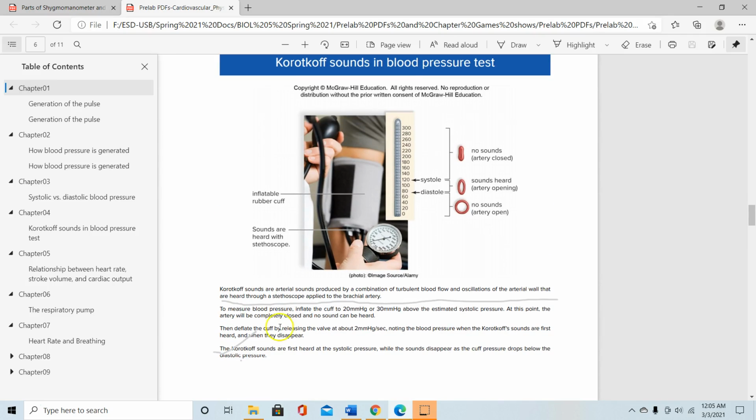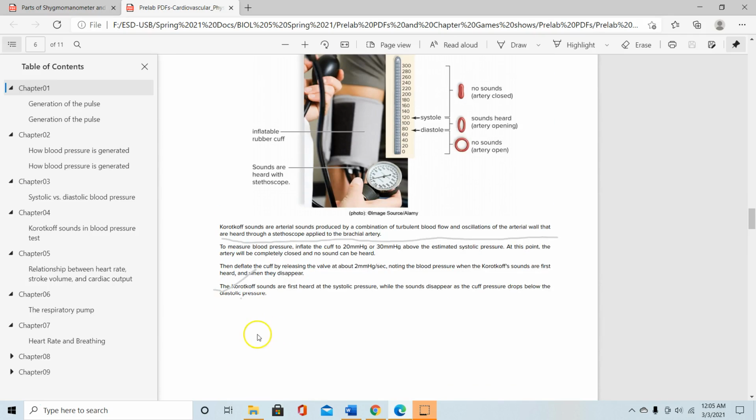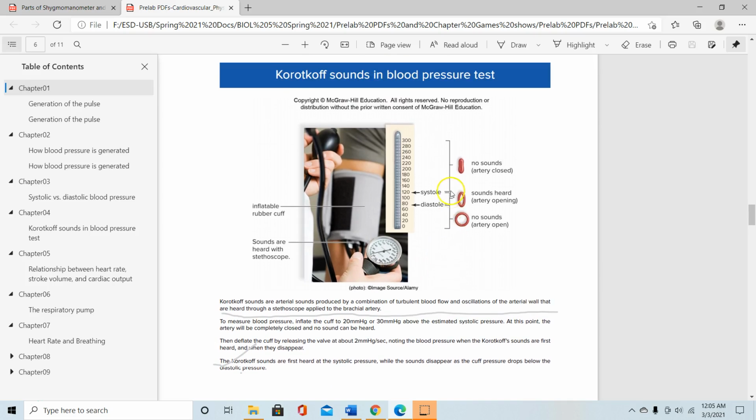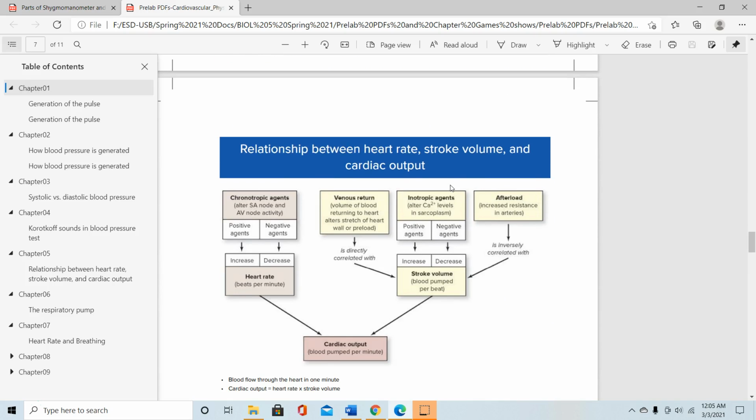This is all stethoscope sound and blood pressure test. I explained this set, everything. So you can see here, same thing. Okay, now the relationship between heart rate, stroke volume, and cardiac output. These are the terminology. I will go over these terms again during our lecture.